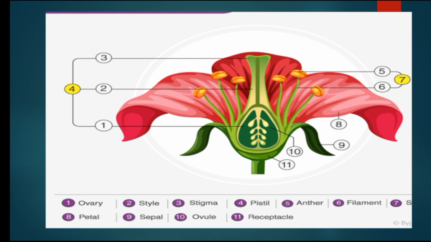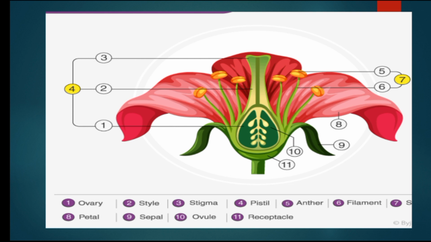On the basis of the numbers, they can be classified into simple pistil. Those flowers with only one carpel are known as monocarpellary. Then if a flower has more than one carpel, it is called compound pistil. So on the basis of these characteristics, carpels are classified into monocarpellary and compound pistil.